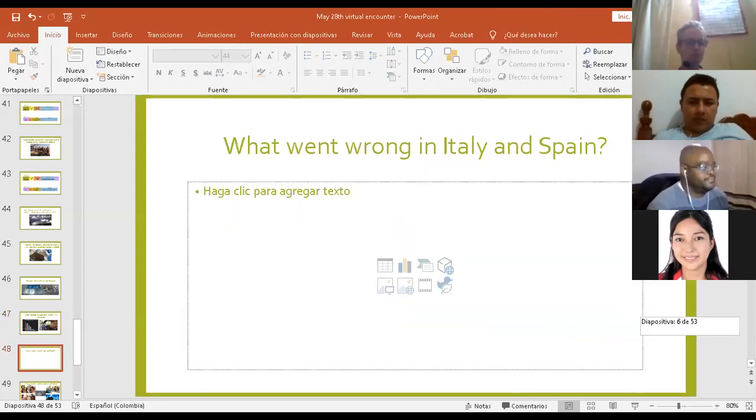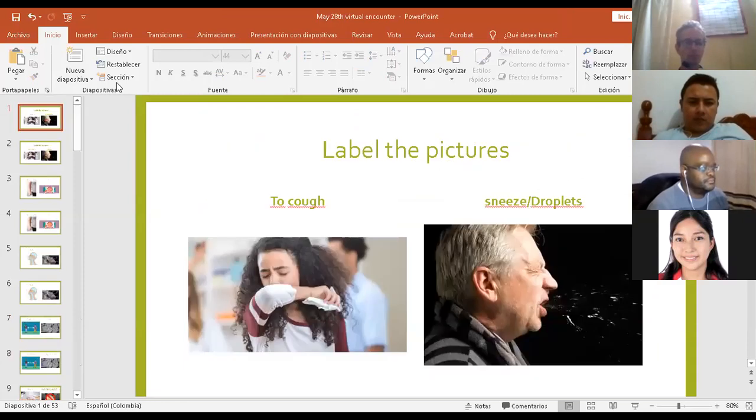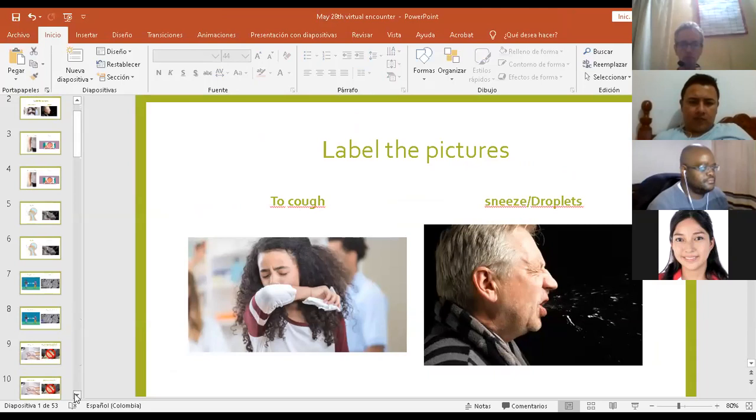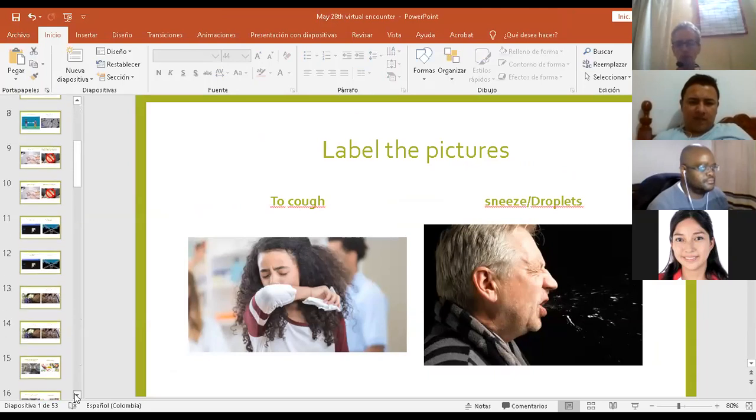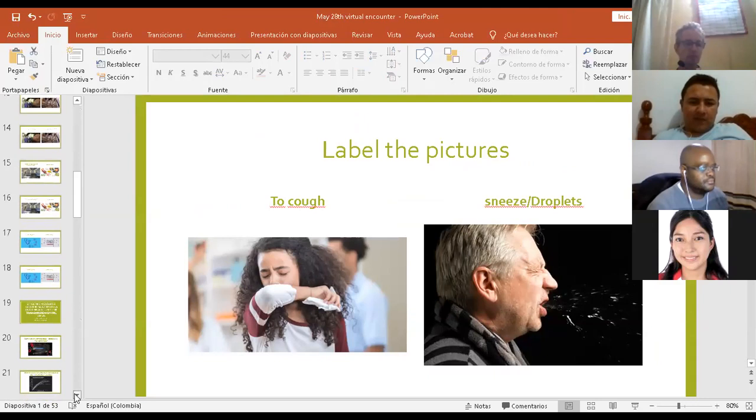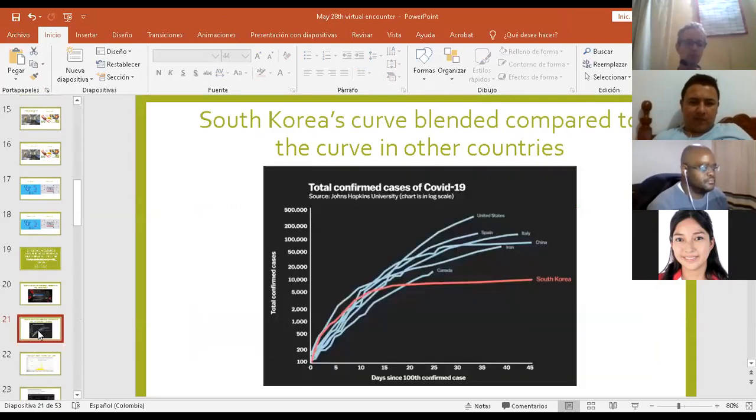So as you've seen maybe in the news, there are some countries that have had a high rate of cases. South Korea was able to flatten the curve, but the United States, Spain, and Italy were not able to do it. Why? What do you think they did wrong? What do you think happened in Spain and Italy?